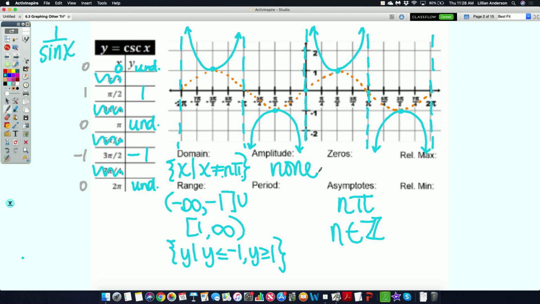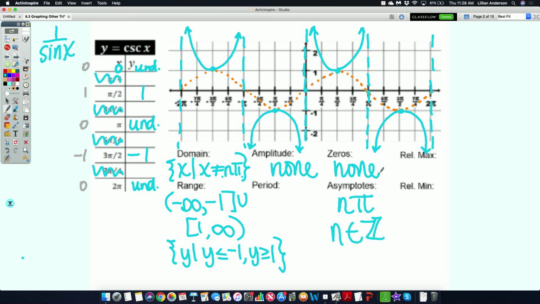What about my zeros? Are there any zeros? What's another word for zeros? Does this graph cross the x-axis? No, the blue graph doesn't. So we do not have any zeros either. So no amplitude, no zeros.